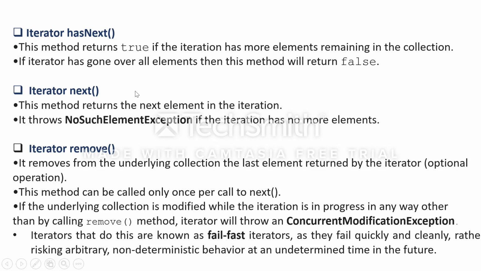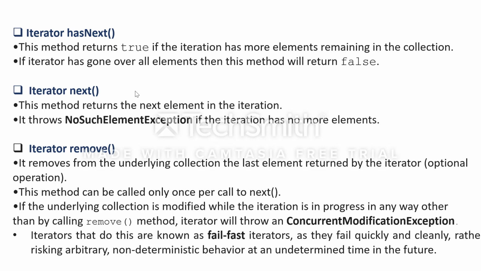What does this method do? The method returns true if the iteration has more elements remaining in the collection. If the iterator has gone over all the elements, then this method will return false. So if it has gone past the end, it will show false. It will always return true if the iteration has more elements remaining in the collection.